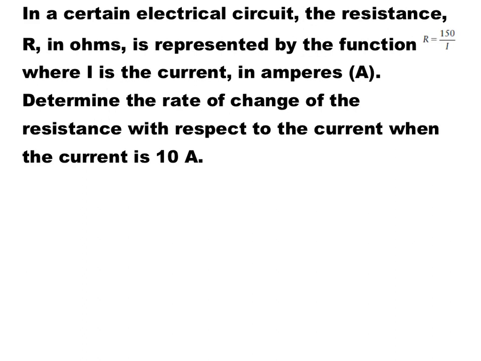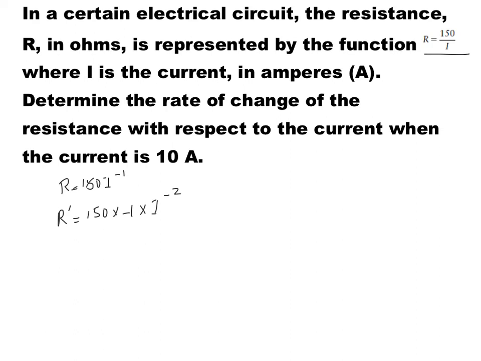In the next example, we have an electrical circuit. The resistance R in ohms is represented by the function R is equal to 150 over I, where I is the current in amps. We are supposed to find the rate of change of the resistance with respect to the current when the current is 10 amps. So we know that R is 150 I exponent negative 1. So R prime is 150 times negative 1 times I exponent negative 2.